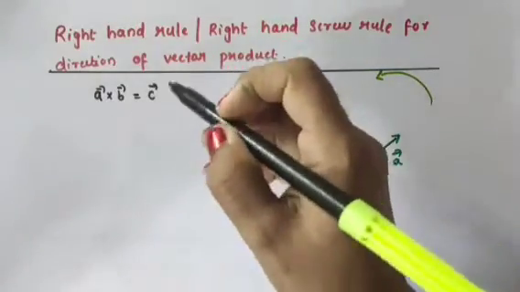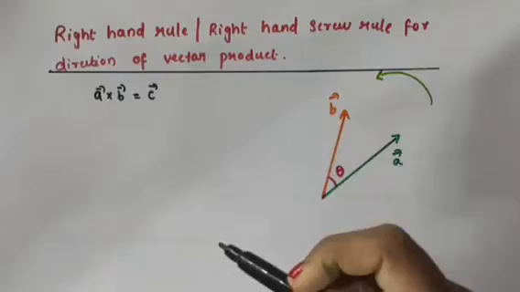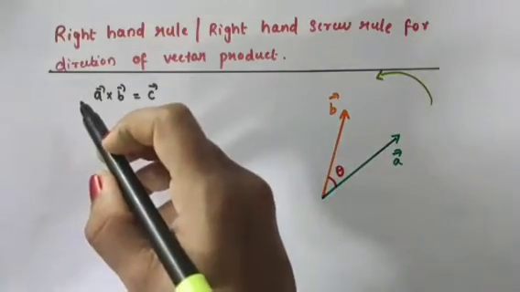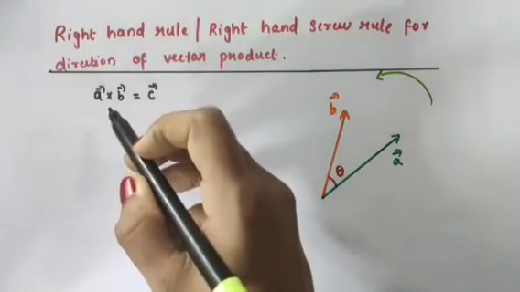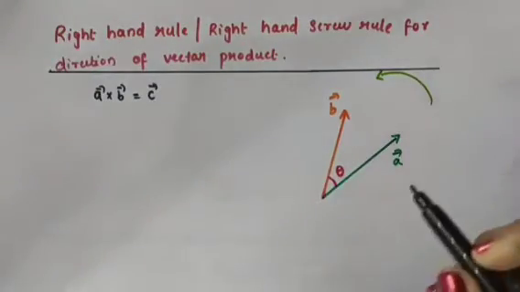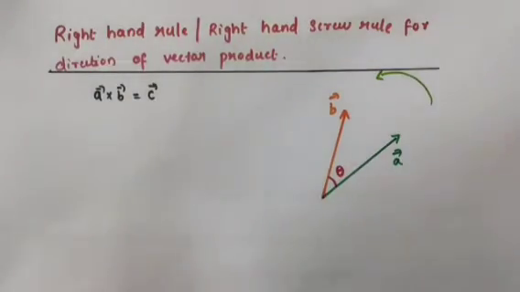So a vector is there, b vector is there, I should find the direction of the c. So how to find the direction of the c? So here we should know that the a should be at one particular point and b is at one particular point.